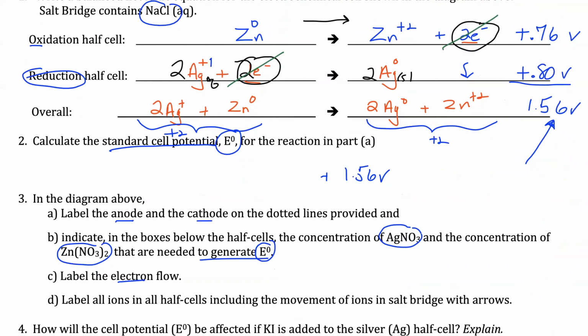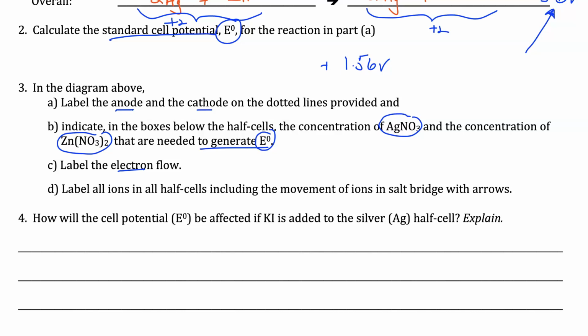All right, and then of course the biggest and most important question was how will the cell potential, the voltage, the E0, be affected if KI is added to the silver half cell? So if I add KI, it should break apart into K plus and I negative.